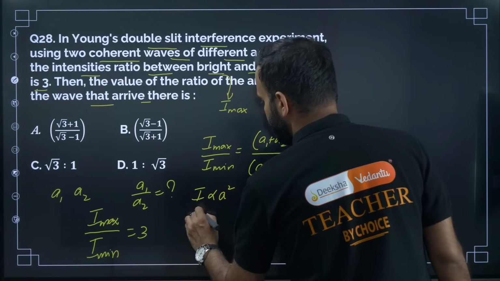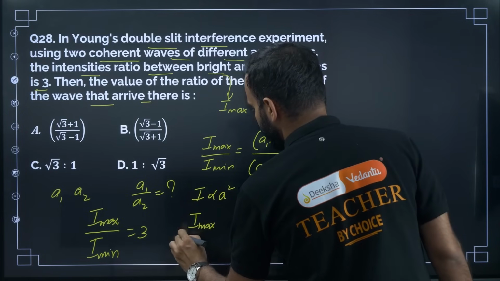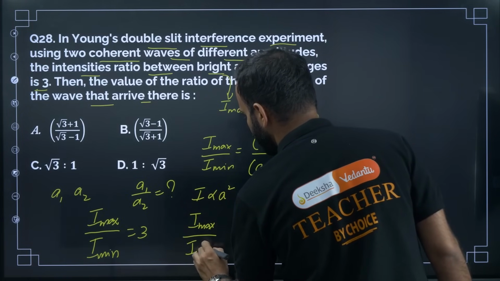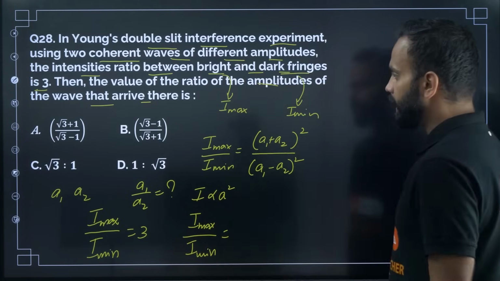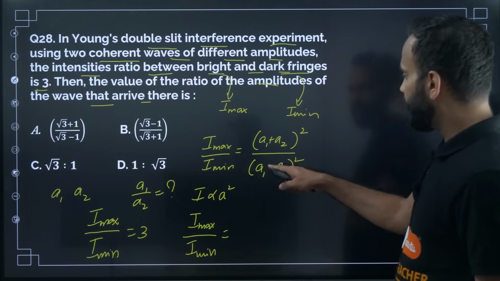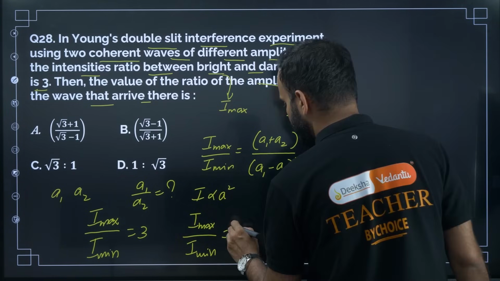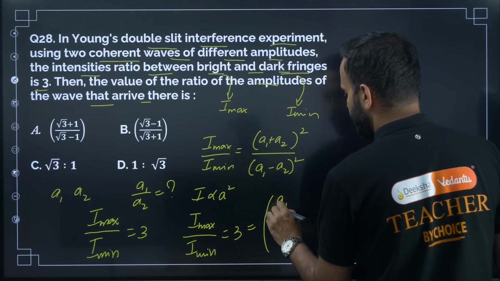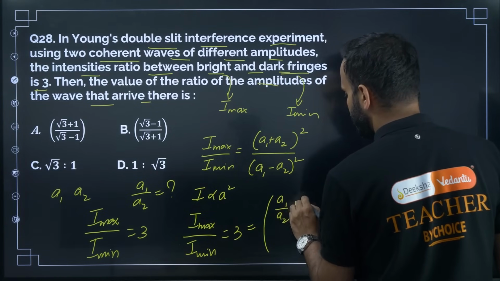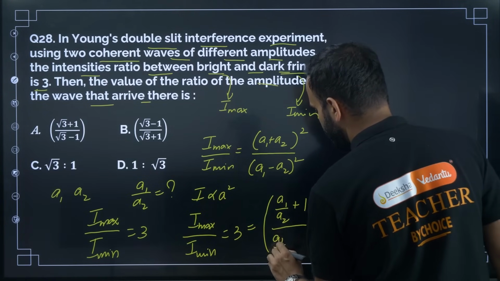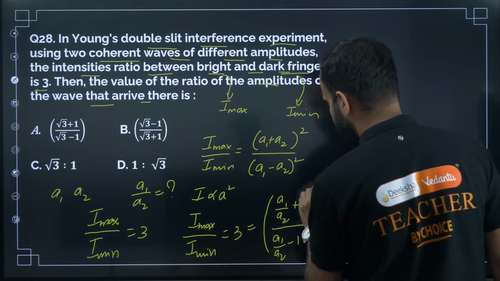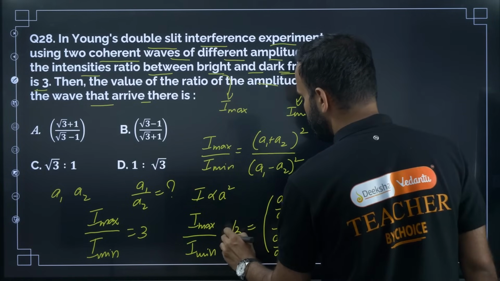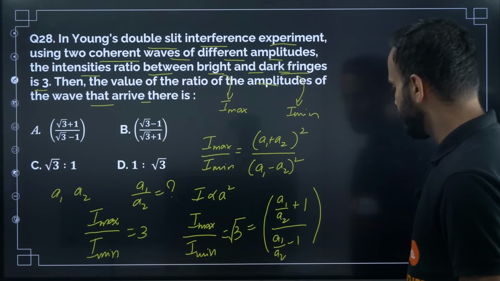So now I max by I min is equal to A1 plus A2, right? So I can rewrite this equation as, here this is 3, which is equal to A1 divided by A2 plus 1 divided by A1 divided by A2 minus 1. Take square root on both sides, so this will be root 3, right?